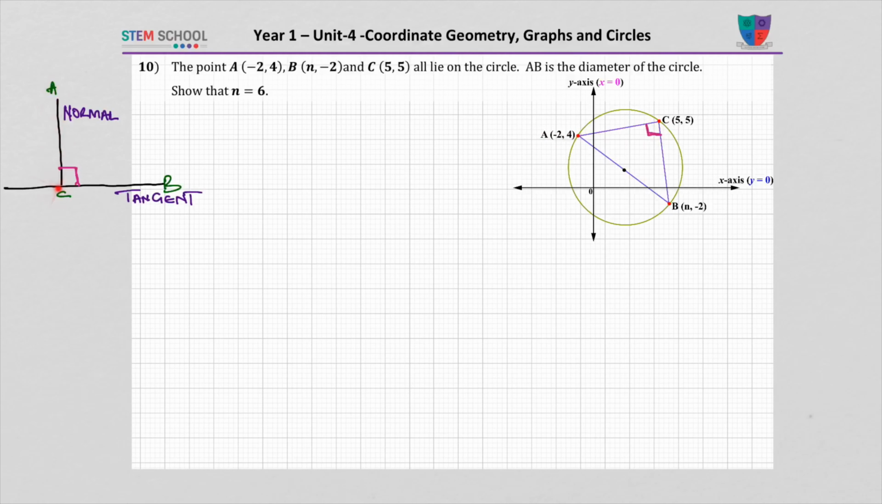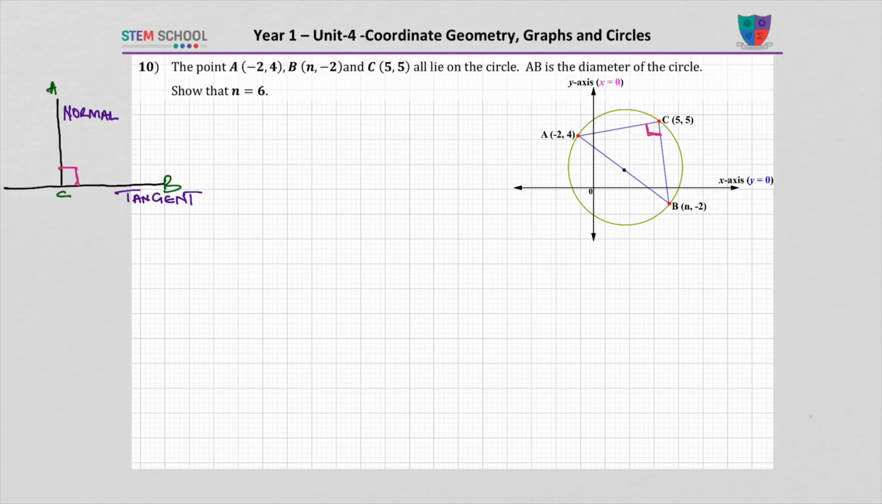So if we call the line AC the normal, and BC, which is perpendicular to AC, the tangent, if two lines are perpendicular to each other, one is normal and the other is tangent, and they make an angle of 90 degrees. Each line will have its own, different gradient, the gradient of the normal and the gradient of the tangent.